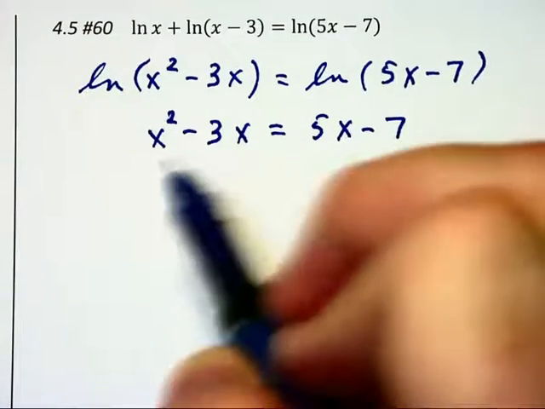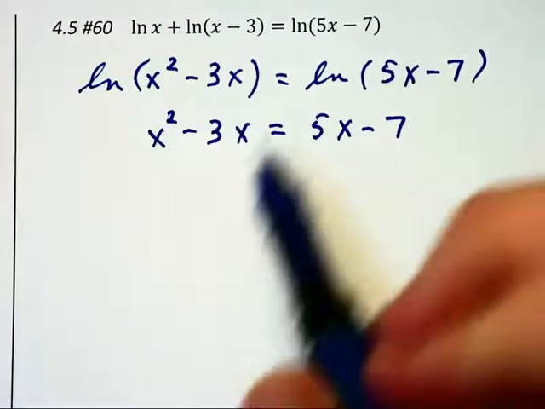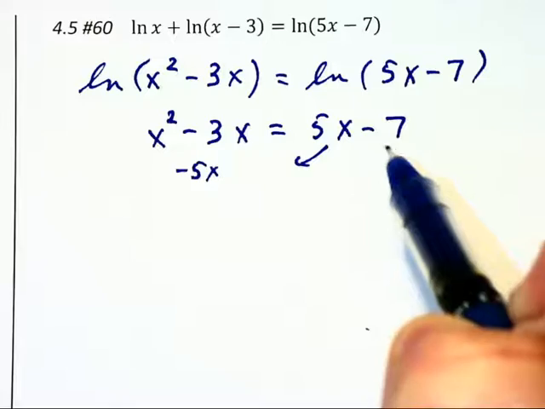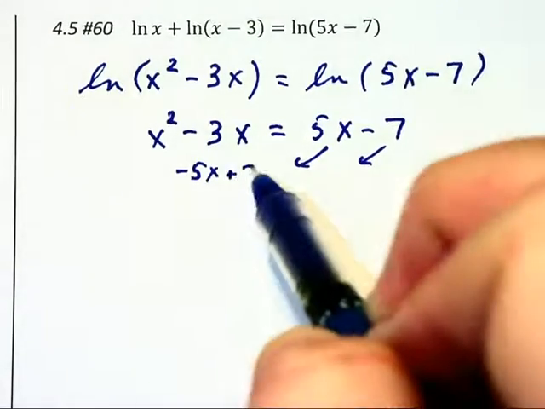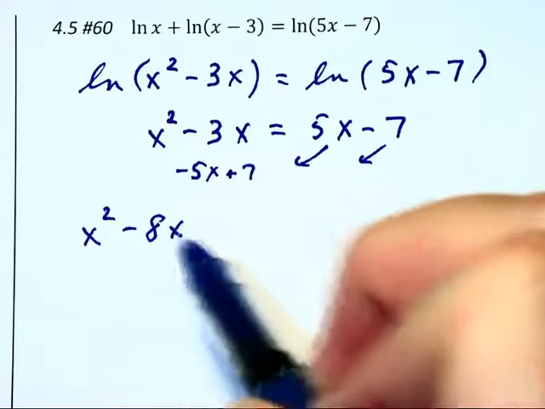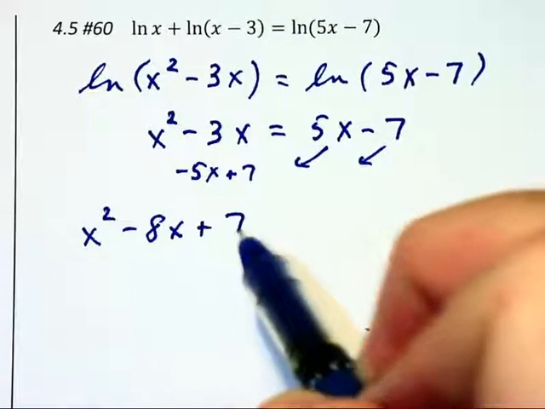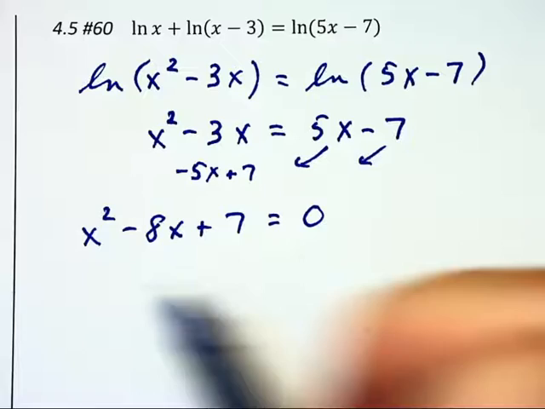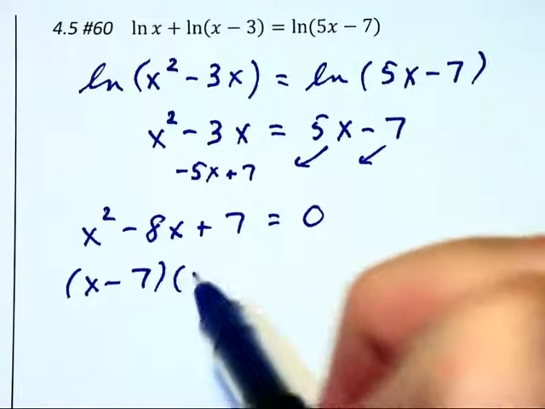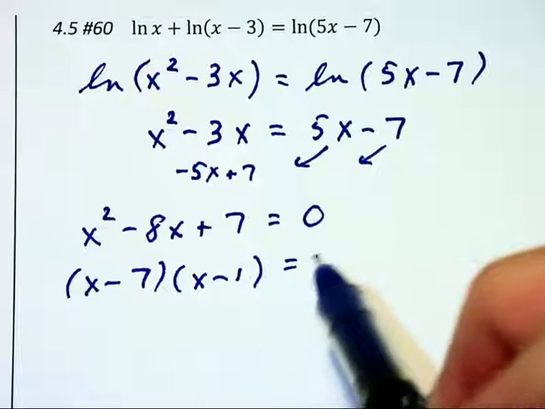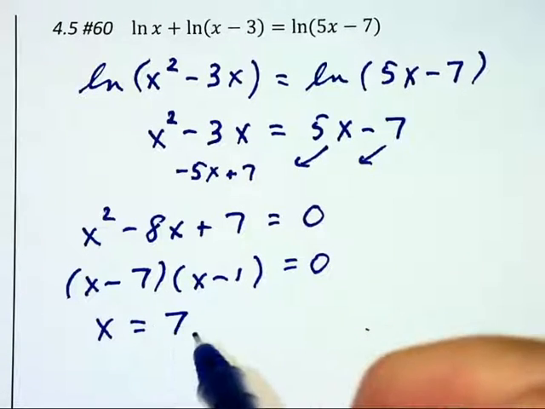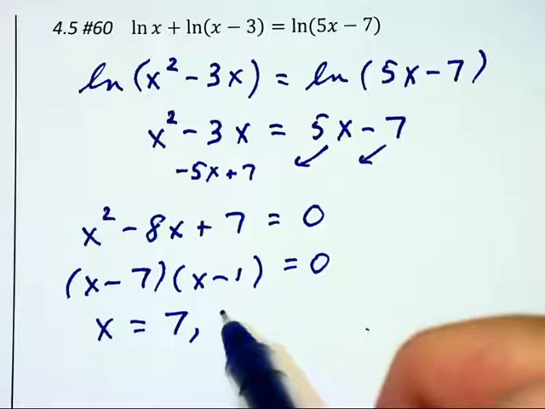And then we see we have a quadratic equation, which we will set equal to 0, subtracting 5x off of each side and adding 7 to each side. This gives us x squared minus 8x plus 7 is equal to 0. And this factors easily into x minus 7 times x minus 1 equals 0. And we get x is equal to 7 or x is equal to 1.